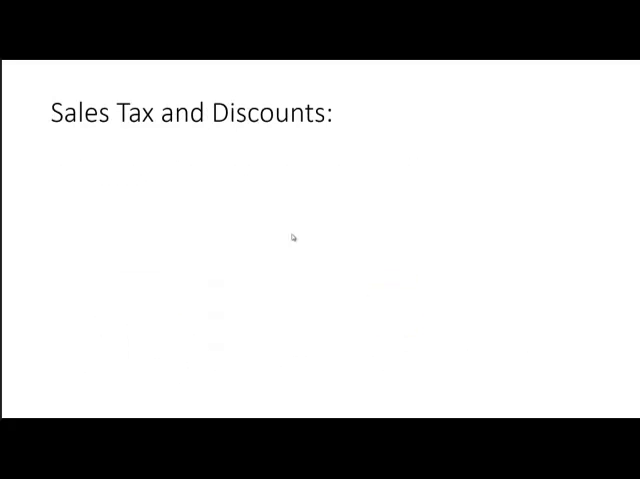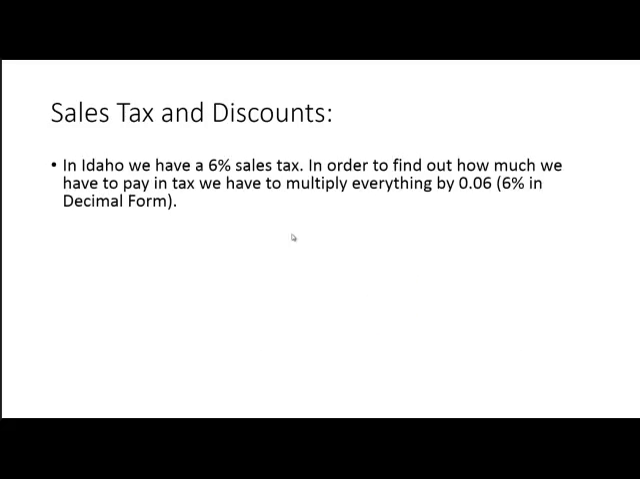We can also look at sales tax and discounts in this section. In Idaho we have a 6% sales tax. And so in order to find out how much we have to pay in tax, we have to multiply everything by 0.06 or 6% in decimal form.